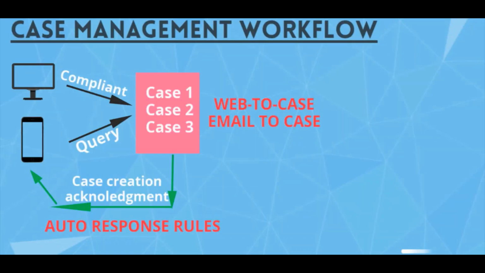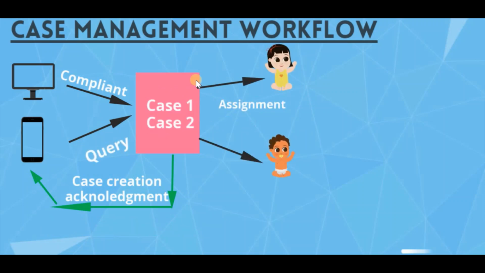We'll summarize this. In the case management workflow, for raising complaints and queries and creating a case automatically, we have Web2 case and email case. Whenever a user sends an email or fills some form on the web, a case will be created automatically. Whenever a case is created, we have auto response rules to send an acknowledgement back to the customers. Once a case is created, it has to be assigned to a set of users based on their skills. To do that, we have something called assignment rules. These assignment rules help cases to be assigned to the particular team as per the criteria.